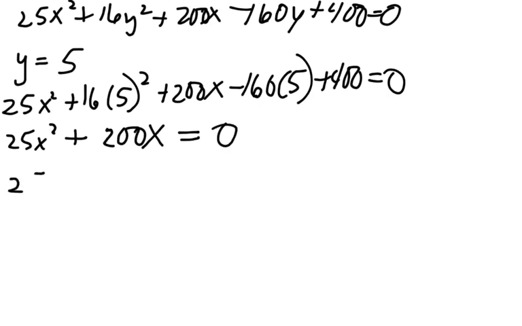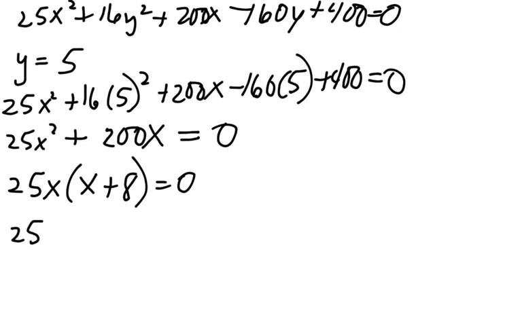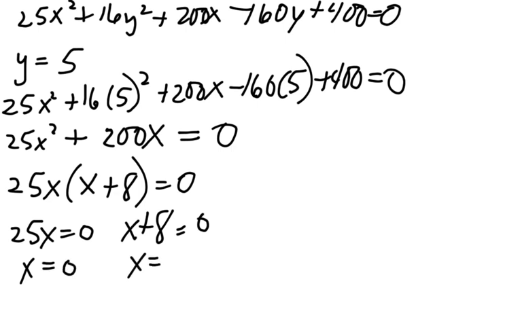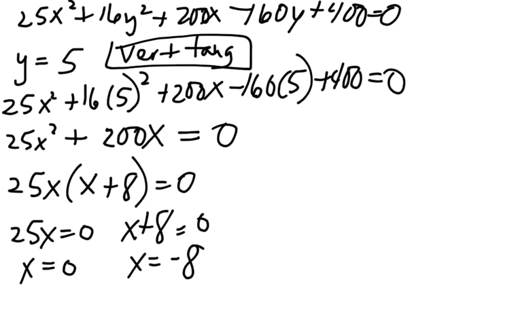So factor this, 25x times x plus 8. Set each factor equal to 0. That means x equals 0 or x equals negative 8. So I have a vertical tangent line at 0 for x, 5 for y, and negative 8 for x, 5 for y.